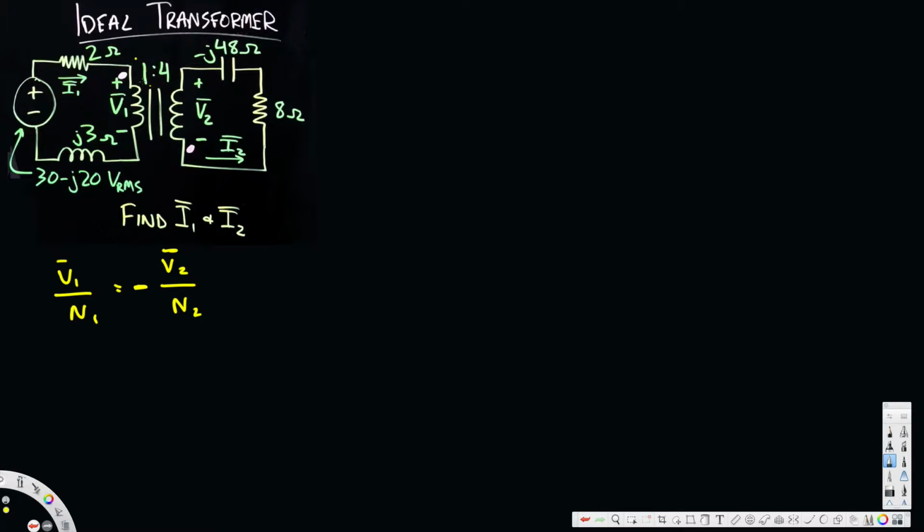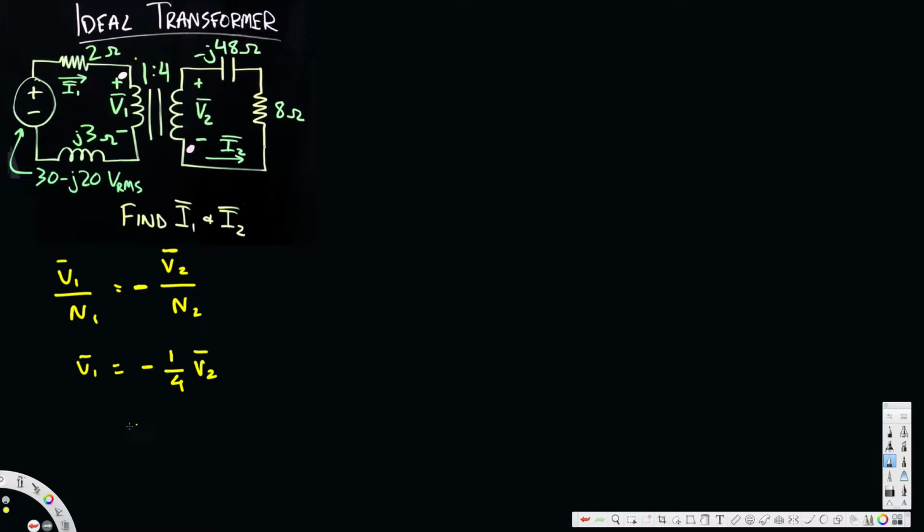And here we have the turns ratio given as 1 to 4. So if N1 is 1 and N2 is 4, this becomes V1 bar is equal to negative 1 over 4 V2 bar.